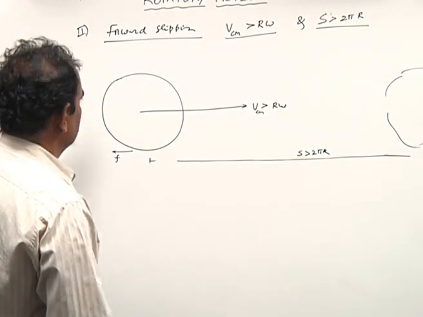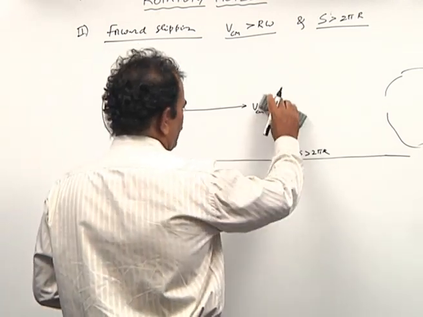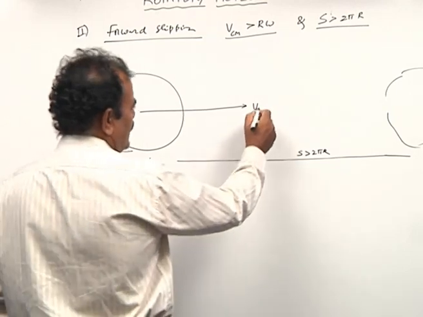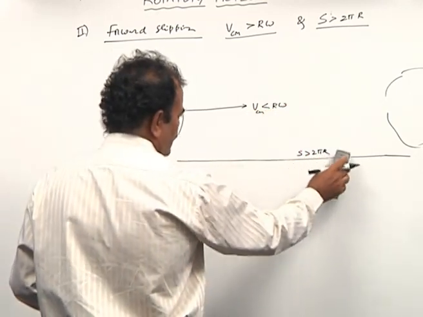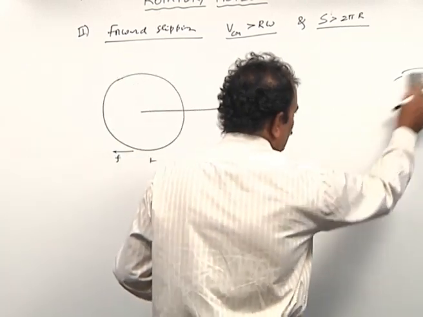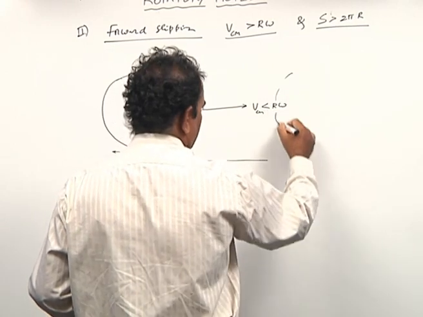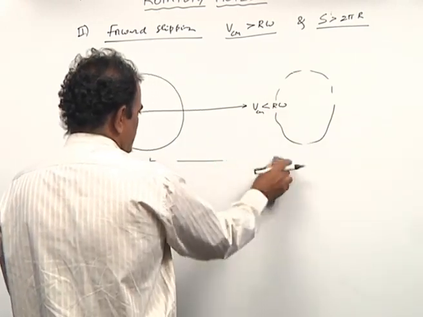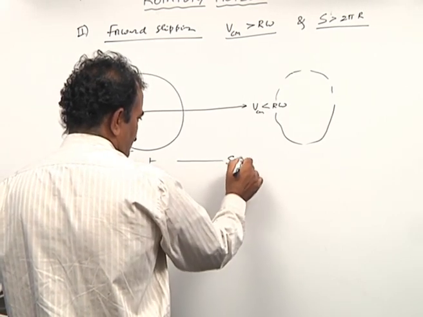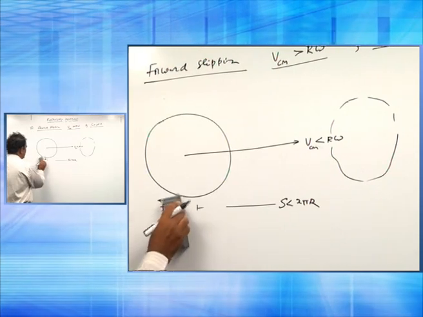Now we are coming to the third type. In this case, what we have to take is V center of mass less than r omega, and S less than 2 pi r. So the distance advanced by that wheel will be less than 2 pi r. So in this case, what happens?